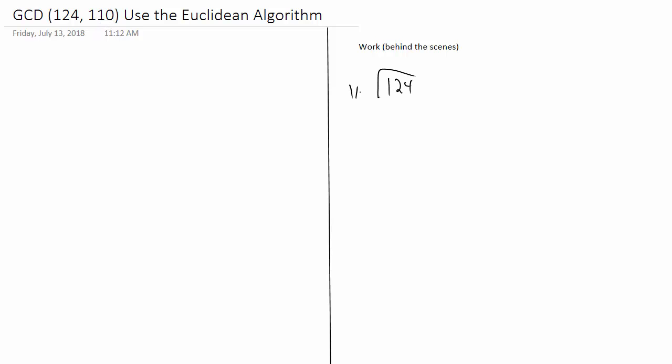I'm going to divide it by 110. That goes into it once. And then there's going to be a remainder of 14. And so what I write is 124 is 110 times 1 with a remainder of 14. Remember, the steps are always this. Your dividend goes first, and that's equal to your divisor times how many times it goes into it. We call that the quotient, plus your remainder. So that never changes, just like the last one.